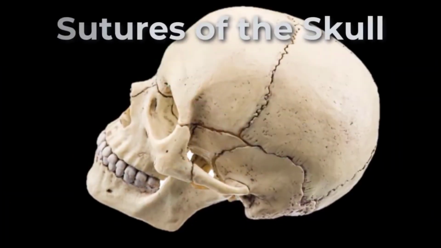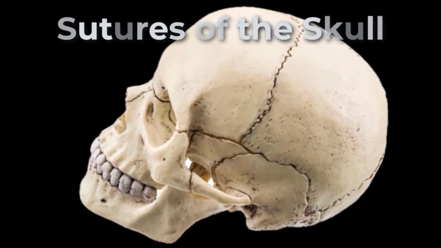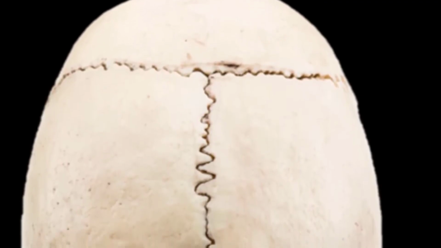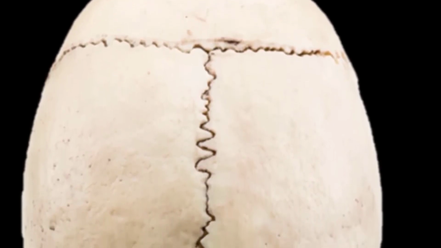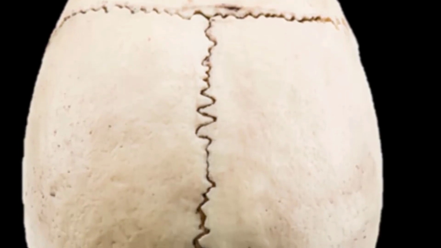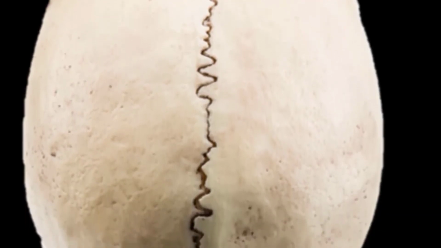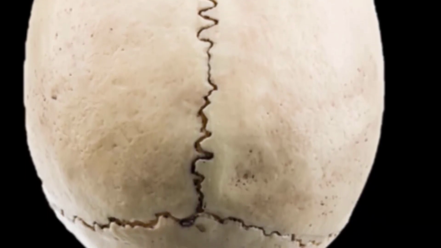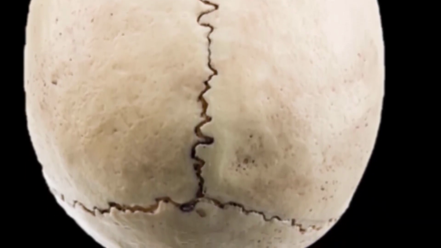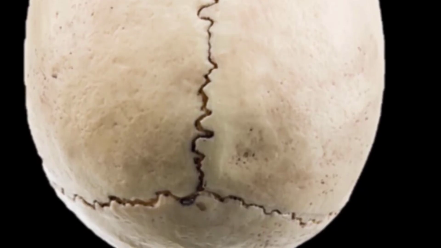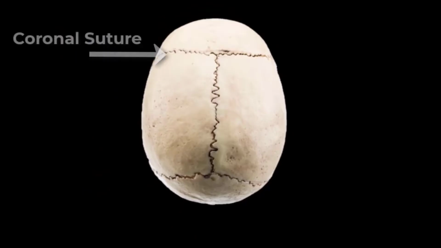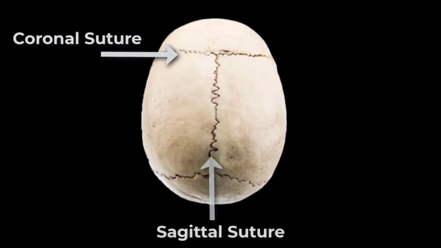A suture is an immobile joint between adjacent bones of the skull. The long sutures located between the bones of the brain case are not straight, but instead follow irregular, tightly twisting paths. These twisting lines serve to tightly interlock the adjacent bones together, thus adding strength to the skull for brain protection. The 2 suture lines seen on top of the skull are the coronal and sagittal sutures.